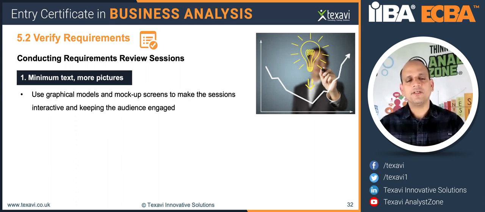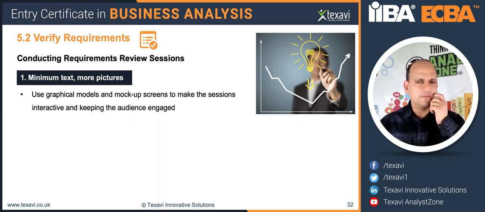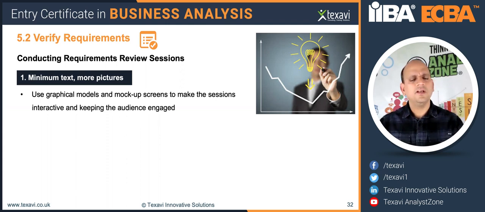Minimum text, more pictures. There was a time, as I said, I used to write these FRS, functional requirement specifications, SRS, software requirement specification, MRD, market requirements document, BRD, business requirement document. These huge sets of documents, tons and tons of pages of text, text, text, and maybe one or two diagrams. We used to spend, as BAs, at least a good 4 or 5 months to write these 200, 300, 500 page documents and then get them across. So that's the typical waterfall.